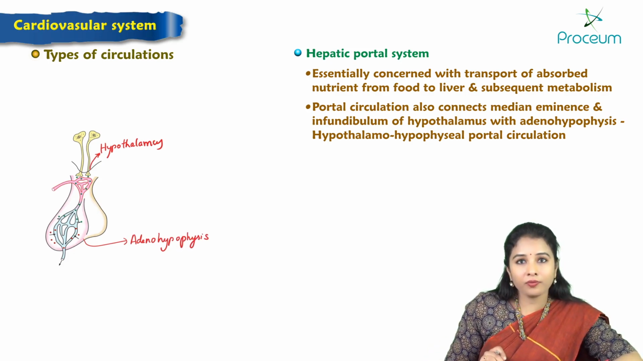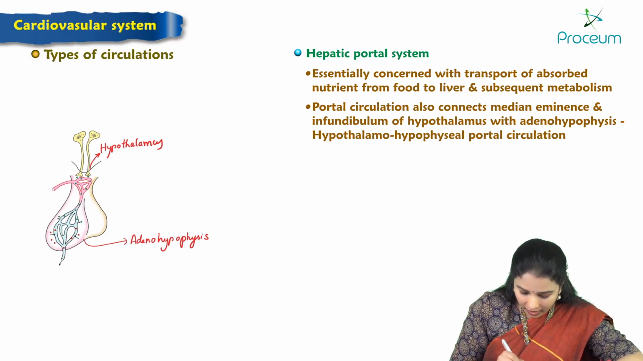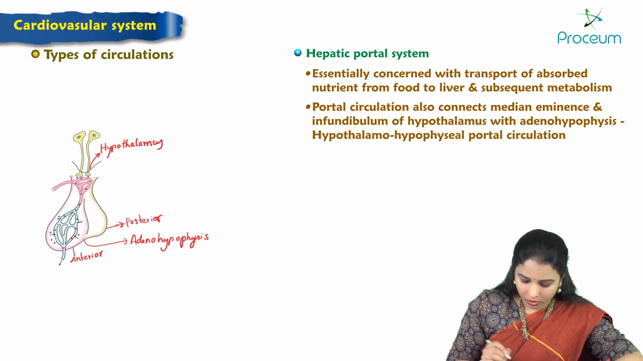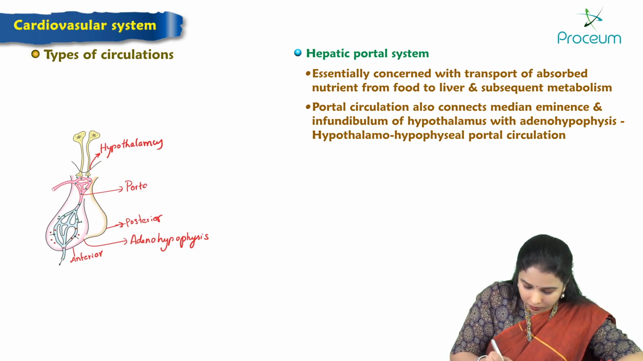So adenohypophysis, which is called the anterior pituitary. This is the anterior pituitary. Posterior pituitary. So the adenohypophysis connection, here we can see the portal vessel.